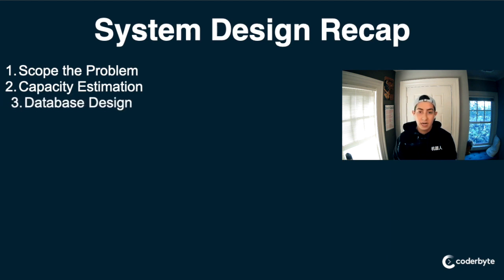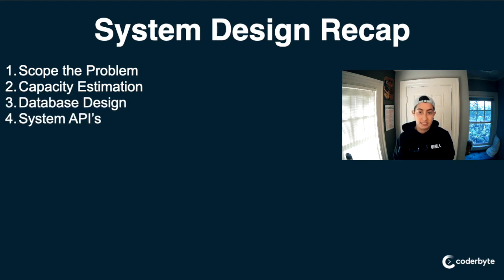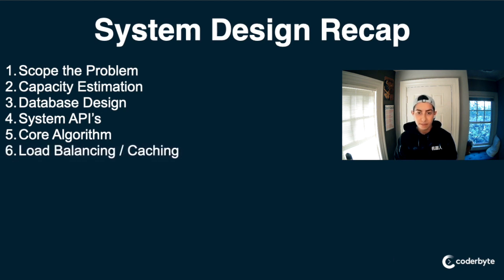That sort of thing. Database design, self-explanatory. System APIs, also self-explanatory. The core algorithm, this might be an actual coding step where you code an algorithm that has to do with the actual product that you're building. And then finally, load balancing and caching. For this particular video, we're going to only focus on database design, system APIs, and load balancing and caching. Again, I think this is the real meat of any system design question, but be sure to practice all 6 steps when you're doing this yourself at home.